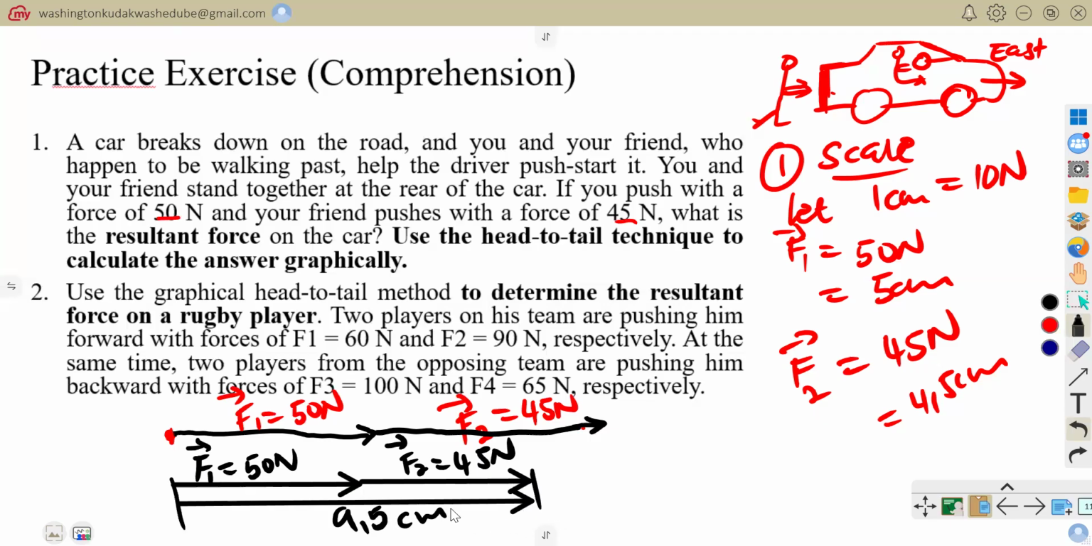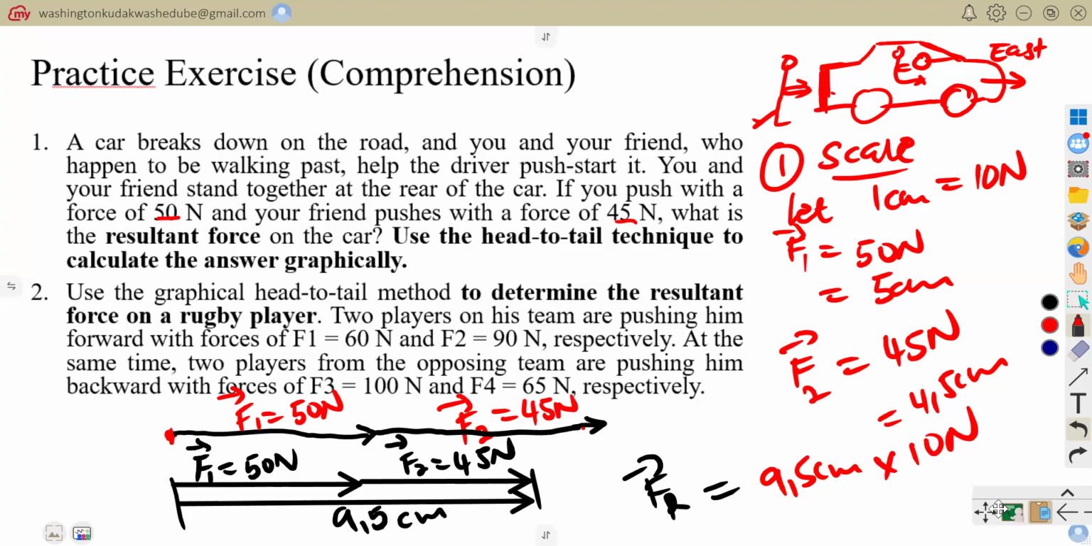When it gives you 9.5 centimeters, you now need to say, my resultant vector is equal to what? What is 9.5 centimeters in newtons? It becomes 9.5 centimeters times 10 newtons, because 1 centimeter represents 10 newtons. So this becomes 95 newtons. That is how you use the graphical method to calculate your resultant. The first thing is to define your scale. After defining your scale, you determine the length of each vector using that scale, which is what you have done here.